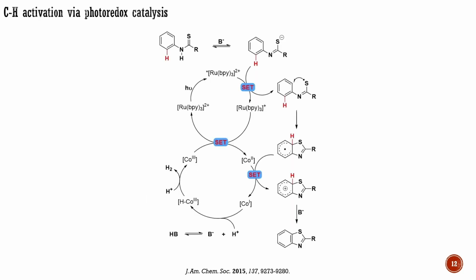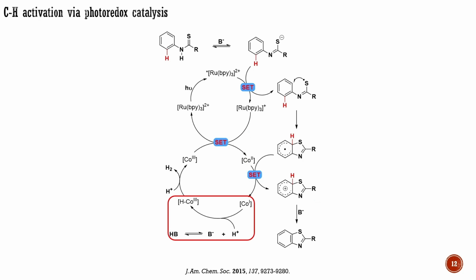The initial step of the process is the deprotonation of the thioamide, followed by a single electron transfer from the substrate to the photoactivated ruthenium catalyst, generating the following radical. The sulfur-centered radical attacks the aromatic ring, producing a more stable radical, which undergoes a one-electron oxidation by the cobalt catalyst, forming a cationic intermediate.